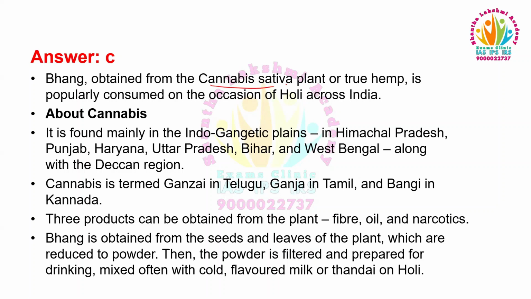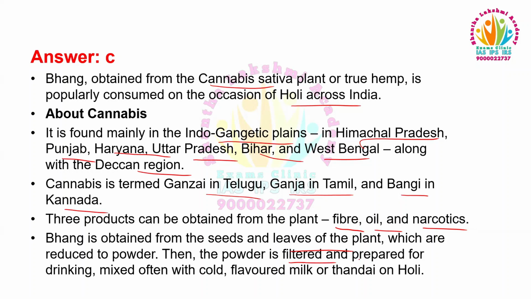Bhang is obtained from the cannabis sativa plant or true hemp. It is popularly consumed on the occasion of Holi across India. About cannabis, it is found mainly in the Indo-Gangetic plains in Himachal Pradesh, Punjab, Haryana, Uttar Pradesh, Bihar and West Bengal along with the Deccan region. Cannabis is termed ganja in Telugu, ganja in Tamil, bhangi in Kannada. Three products can be obtained from the plant, that are fiber, oil and narcotics. Bhang is obtained from the seeds and leaves of the plant, which are reduced to powder. Then the powder is filtered and prepared for drinking, mixed often with cold flavored milk or thandai.